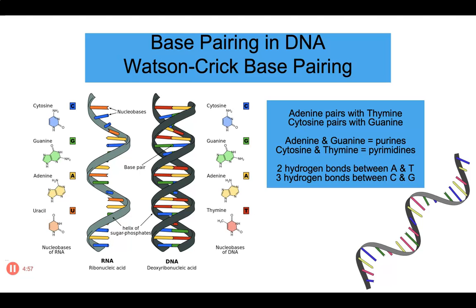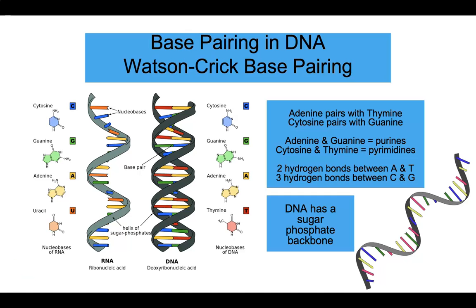We know that there are two hydrogen bonds between adenine and thymine, and there are three hydrogen bonds between cytosine and guanine. This also contributes to the double helix structure of DNA. DNA has a sugar phosphate backbone as well.